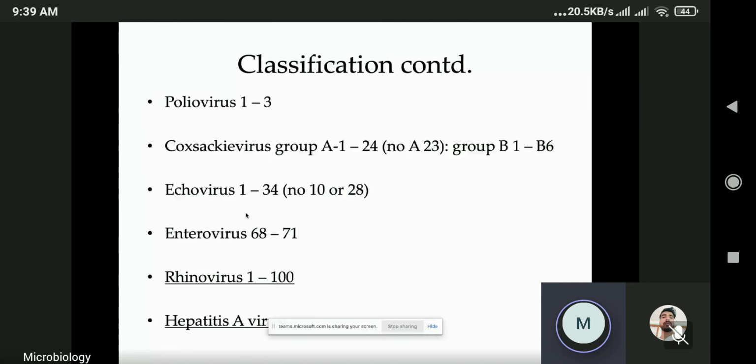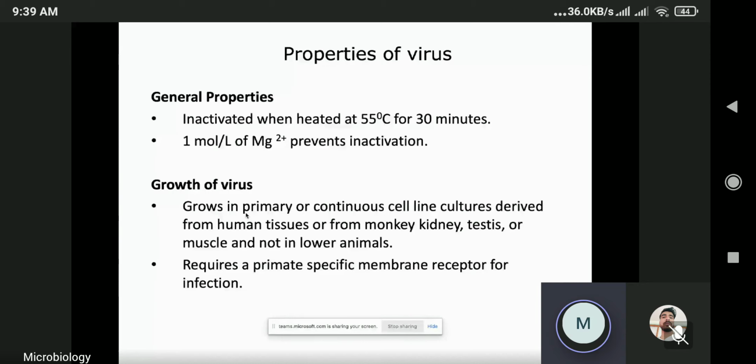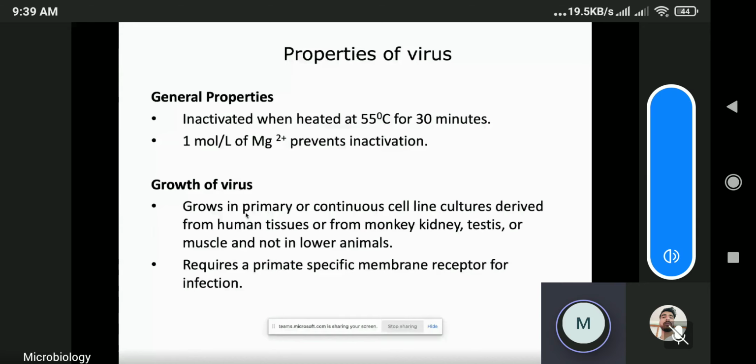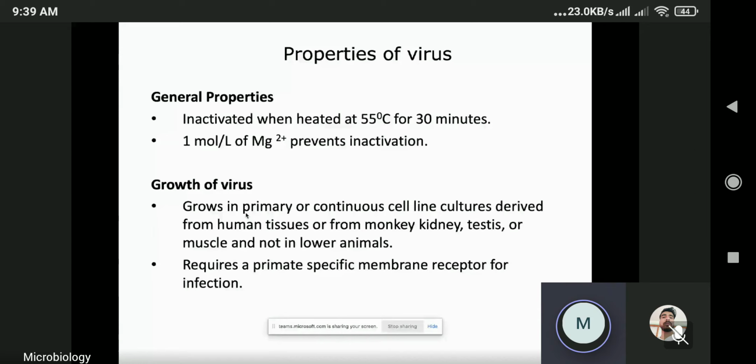And these viruses are inactivated when heated at 55 degrees centigrade for 30 minutes, and magnesium prevents inactivation. Okay, and since they are viruses, they cannot be cultivated in artificial culture media, and they require different cell lines, okay, a cell culture system to cultivate the viruses. That's why they can be cultivated in cell line cultures derived from human or monkey kidney, testes, and vessels.